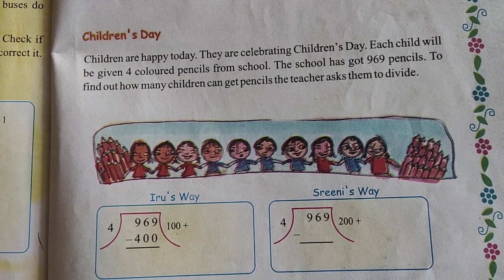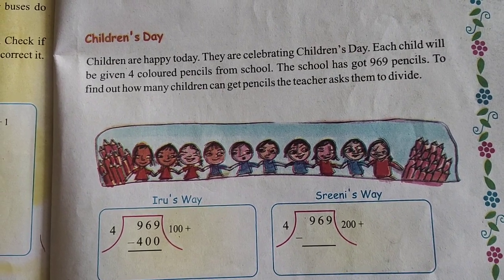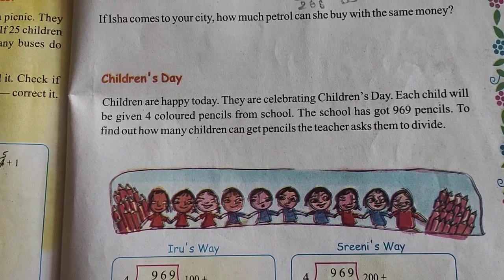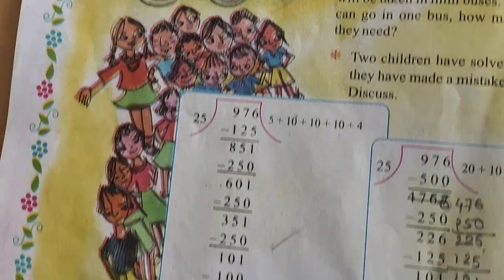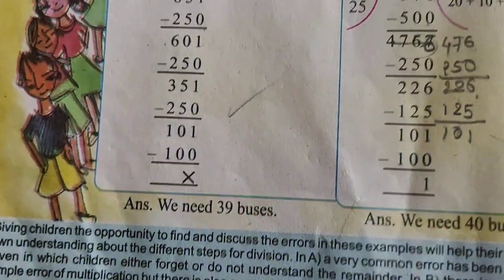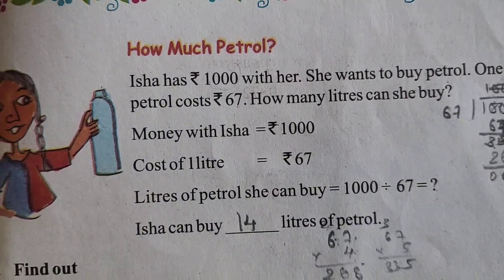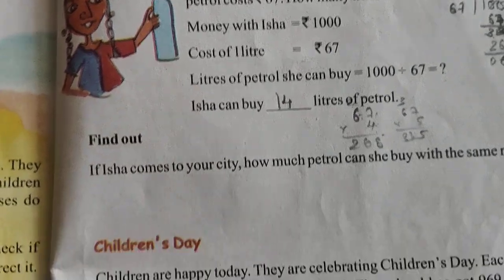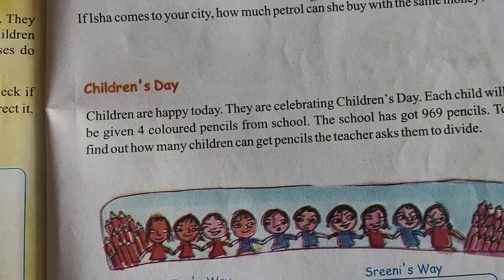Unit 13, Ways to multiply and divide. In our previous video, we had started with the sums related to division, which we have solved till page number 181. In this video, we will start from page number 181, Children's Day.